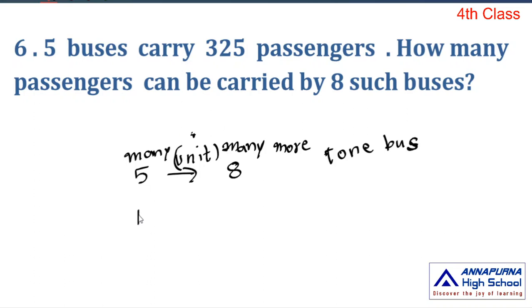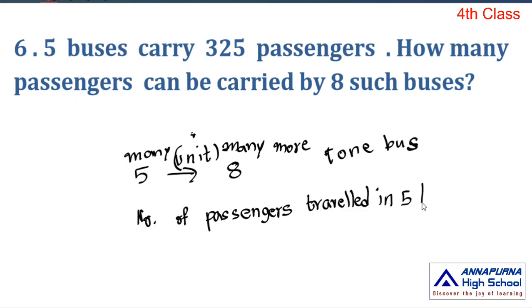Number of passengers traveled, or carried, whatever, in 5 buses. How many, ma? 325. 325 people traveled in 5 buses, ma. So first we have to find out the number of passengers traveled in one bus.